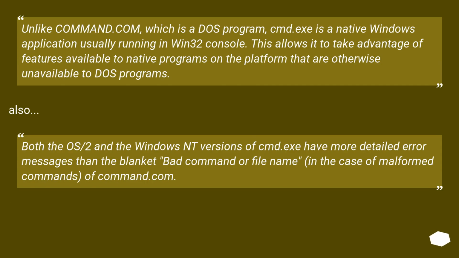Unlike command.com, which is a DOS program, cmd.exe is a native Windows application usually running in a Win32 console. This allows it to take advantage of features available to native programs on the platform that are otherwise unavailable to DOS programs. Also, both the OS/2 and the Windows NT versions of cmd.exe have more detailed error messages than the blanket "bad command or file name" of command.com in the case of malformed commands.